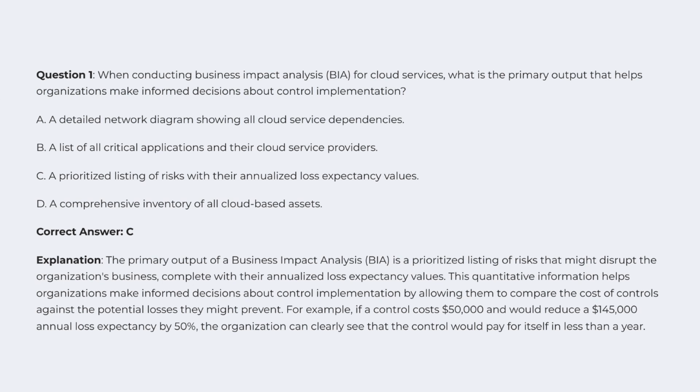For example, if a control costs $50,000 and would reduce a $145,000 annual loss expectancy by 50%, the organization can clearly see that the control would pay for itself in less than a year.